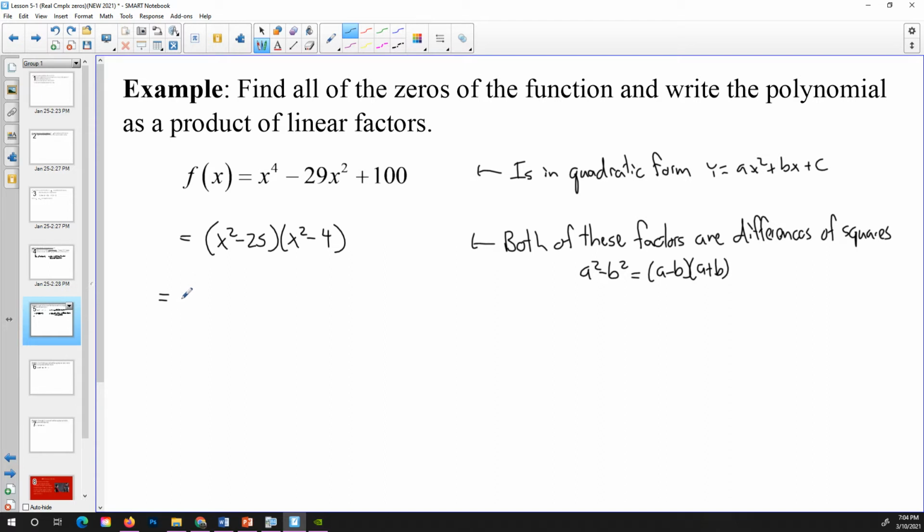So this thing is going to factor into x minus 5, x plus 5, and then x minus 2, x plus 2. Now, I suppose if I write it as f of x here, this is my product of linear factors.